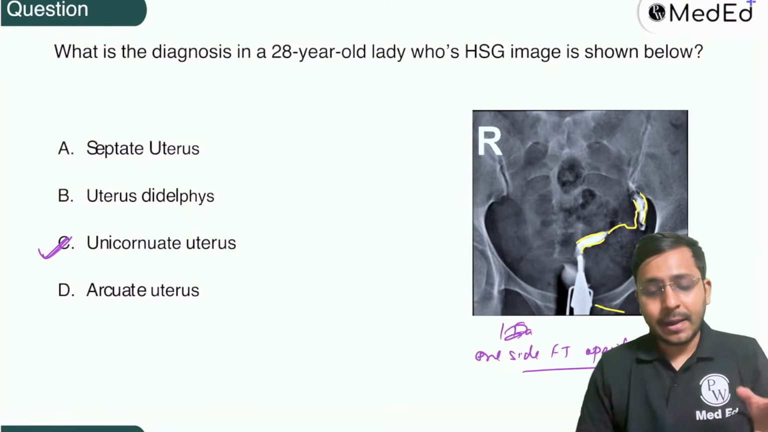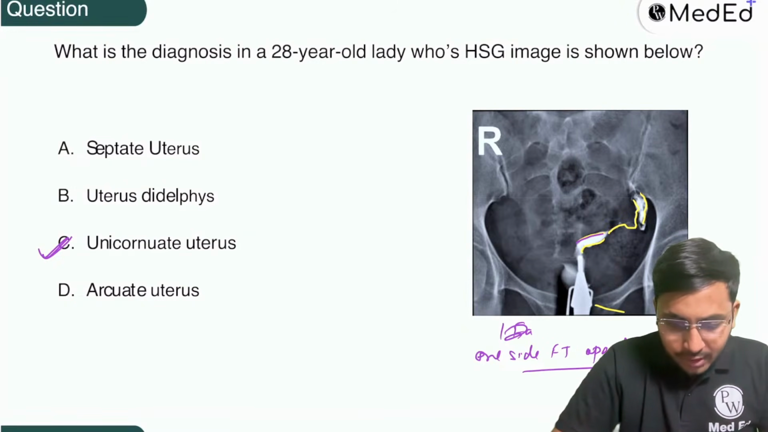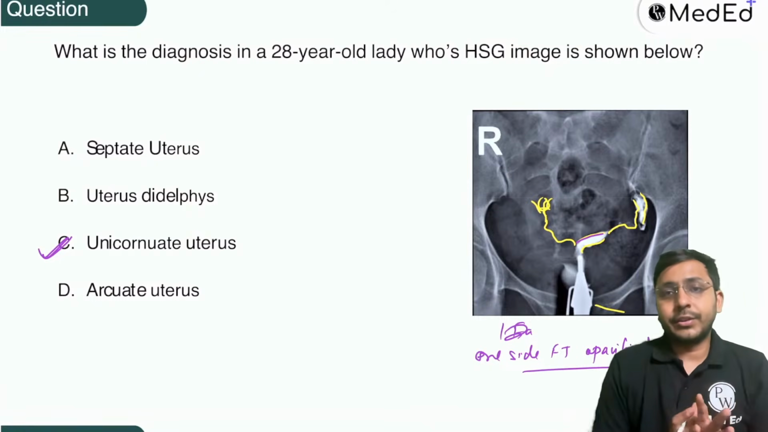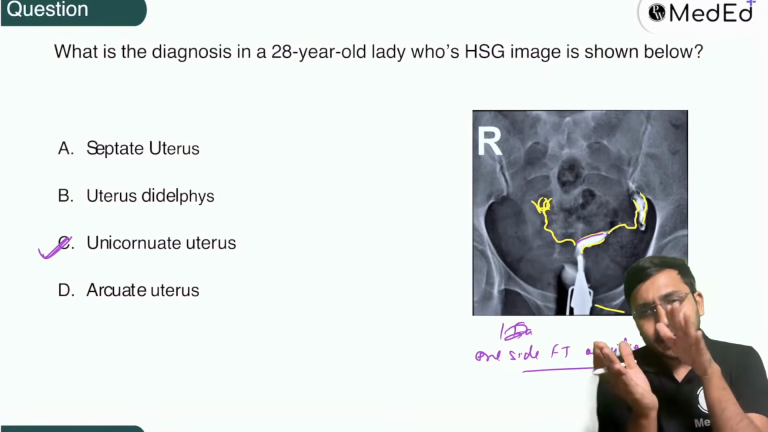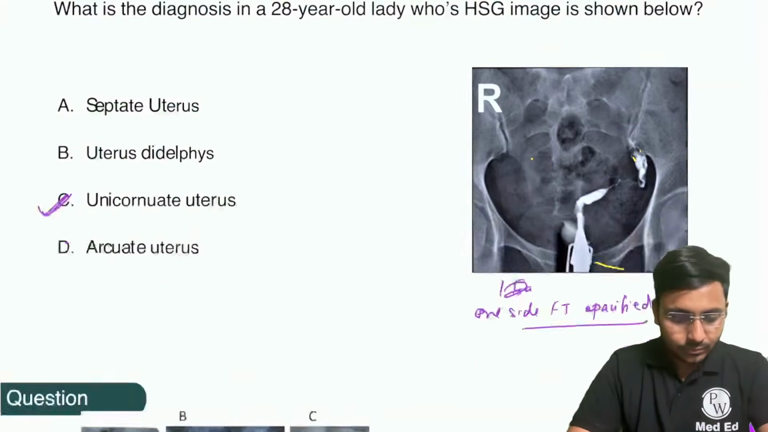Right? Sometimes what will happen? You will see the uterus like this, but two tubes will be coming from here. Right? That will be a normal uterus. A normal uterus will sometimes be very small and thin and will look like this. But you have to look at the tubes.